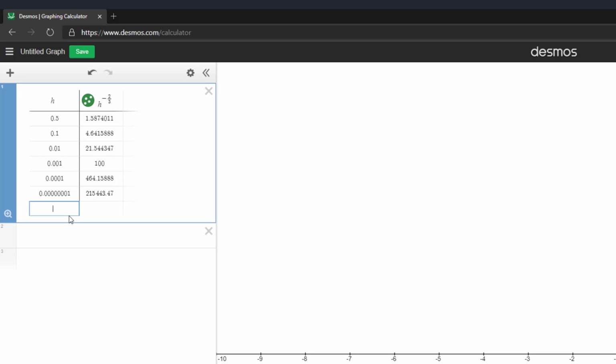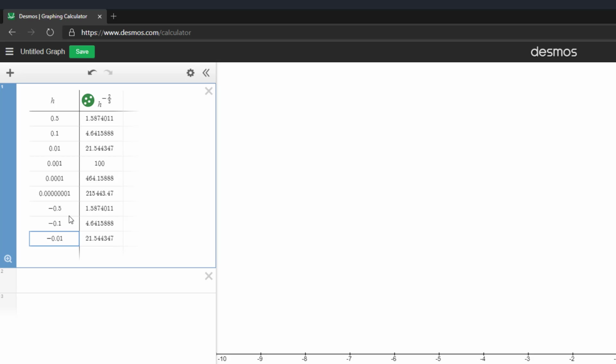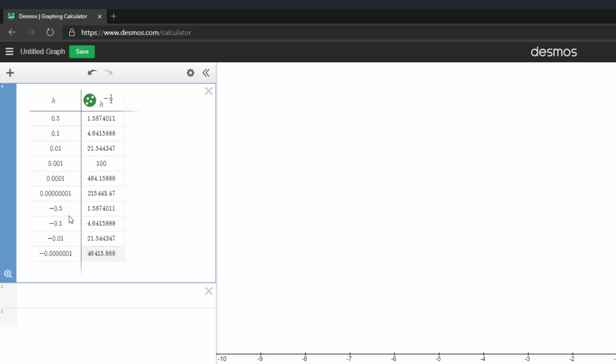Let's see from the other side of 0. What if our wiggle wasn't positive, but instead negative? So again, I'll try a negative 0.5 and a negative 0.1 and a negative 0.01. And let's try a negative 0.0000001. You can see these values as h tends to 0 from the left-hand side is what we'd say.